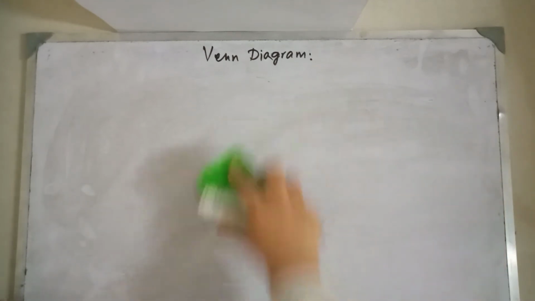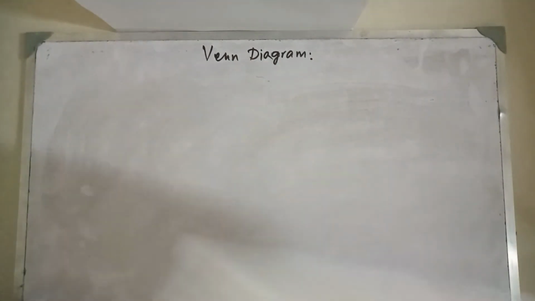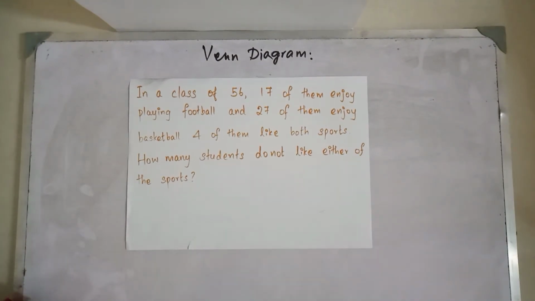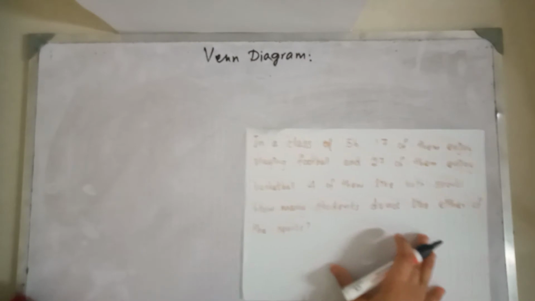Now let's look at the main problem. In a class of 56, 17 of them enjoy playing football and 27 of them enjoy playing basketball. 4 of them like both sports. How many students do not like either of the sports? So let's draw a Venn diagram for this.